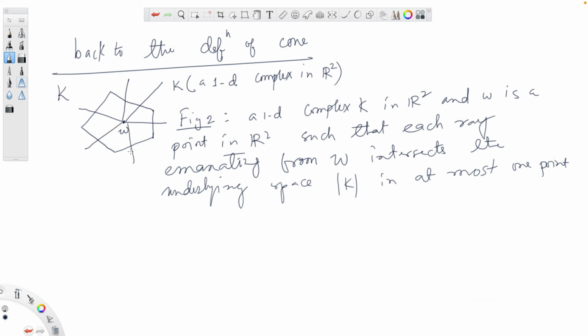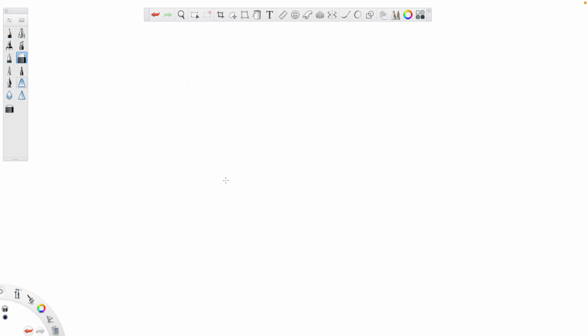So this is what we have mentioned in the beginning of the definition. Okay, so let me give you another example. This time we have a two-dimensional complex in three-dimensional Euclidean space. Let me draw it. So it's in the form of a hexagon, like this.